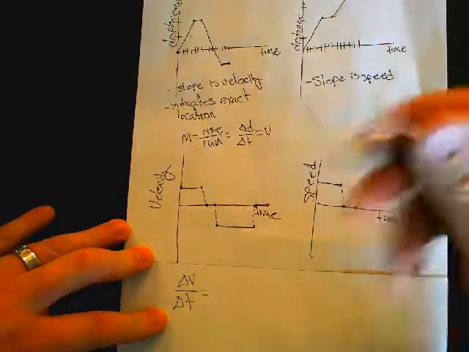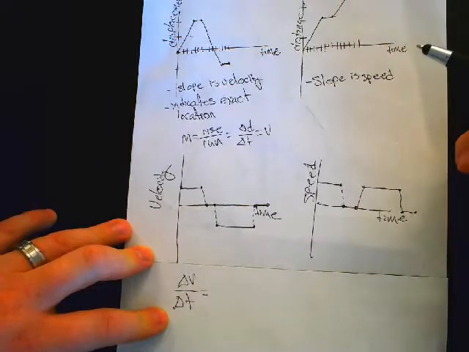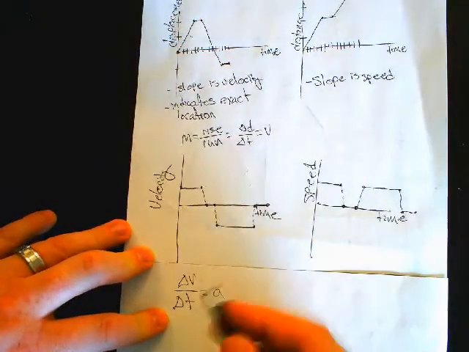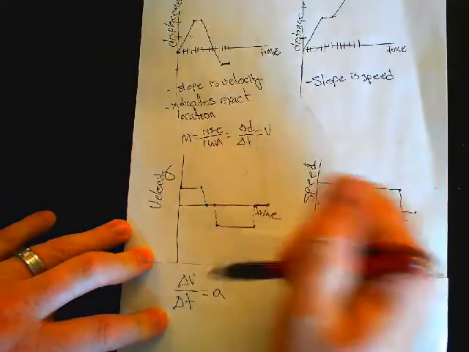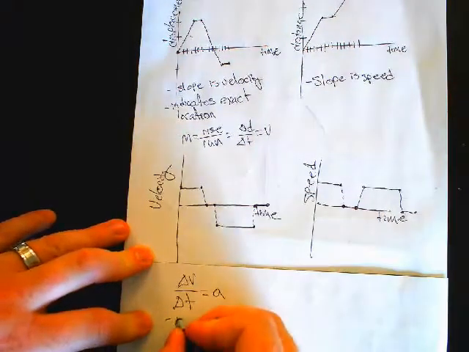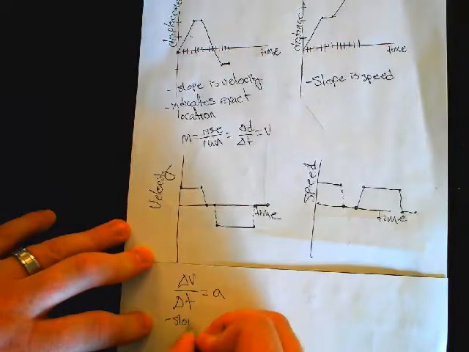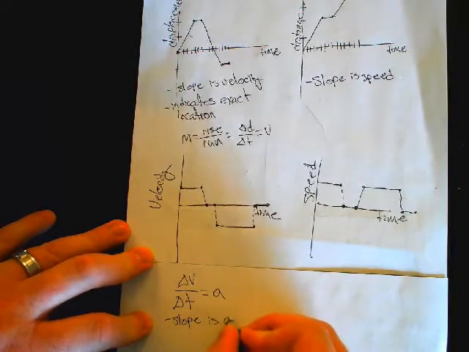Did I define anything earlier as being change in velocity over change in time? Acceleration. So I've got, just from my slope equation, change in velocity over change in time is acceleration. Therefore, slope of a velocity versus time graph is acceleration. Slope is acceleration.